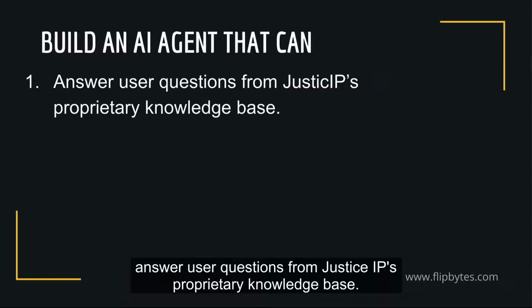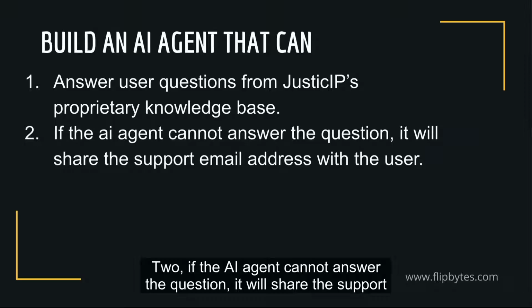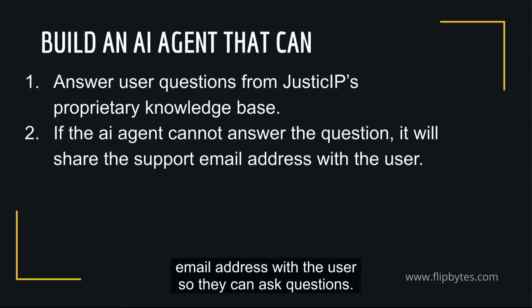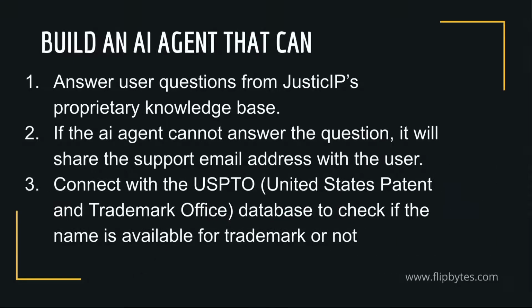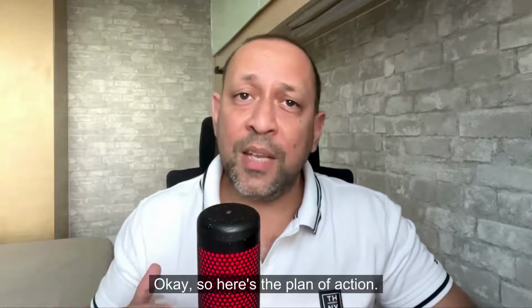So, based on the above information, we will build an AI agent that can: one, answer user questions from Justice IP's proprietary knowledge base; two, if the AI agent cannot answer the question, it will share the support email address with the user, so they can ask questions; and third, connect with the USPTO database to check if the name is available for trademark or not.